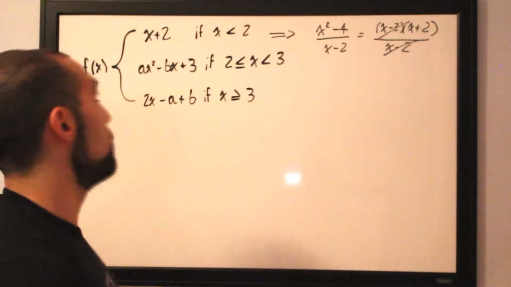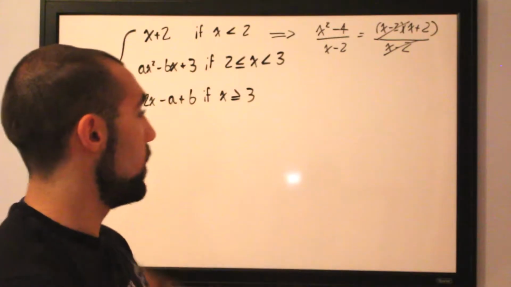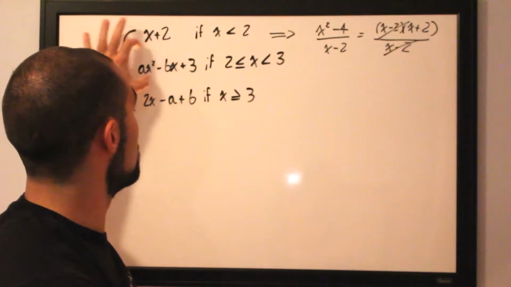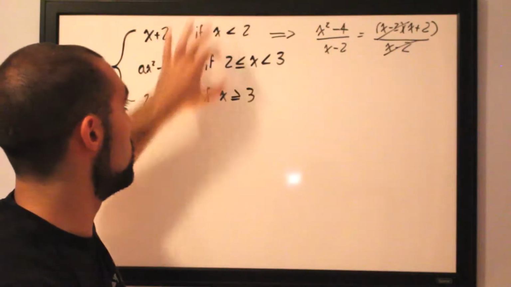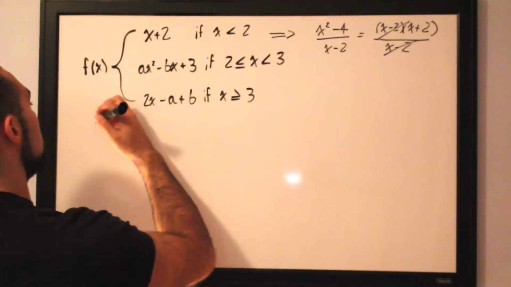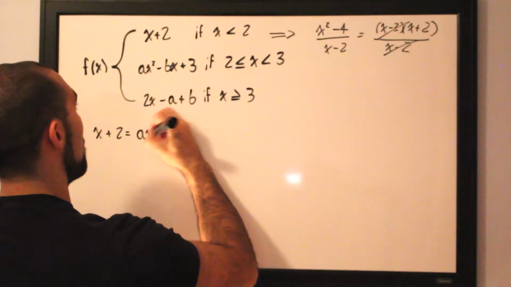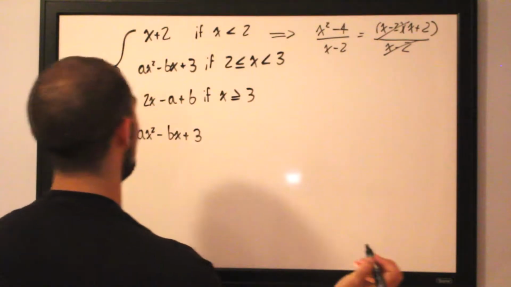So this function is defined as x plus 2 if x is less than 2, and we already read all of this. Now the first thing that we're going to do is set these two functions equal to each other because they both have a discontinuity at x equals 2. So we're going to set x plus 2 equal to ax squared minus bx plus 3.